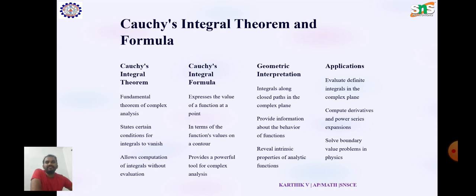Next, Cauchy's integral formula. Let f of z be analytic inside and on a simply connected region D bounded by a simple closed contour C. Let z0 be a point inside D. Then for any z0 inside C, the value of f of z0 is given by f of z0 equal to 1 divided by 2 pi i closed integral f of z divided by z minus z0 dz.